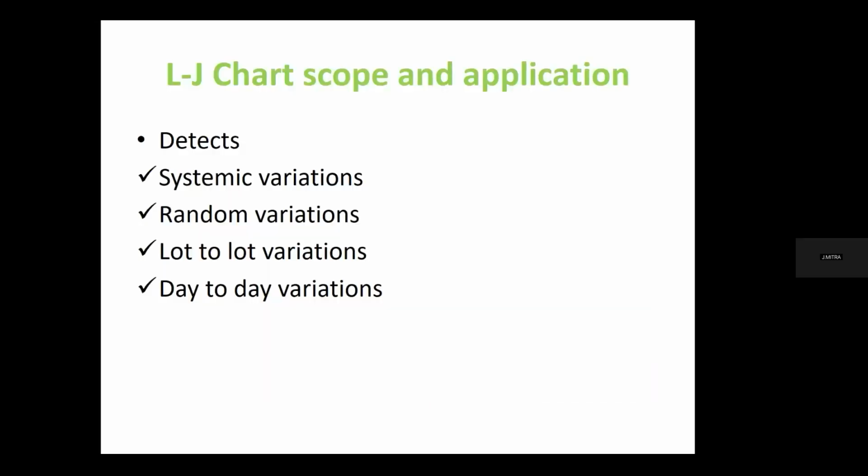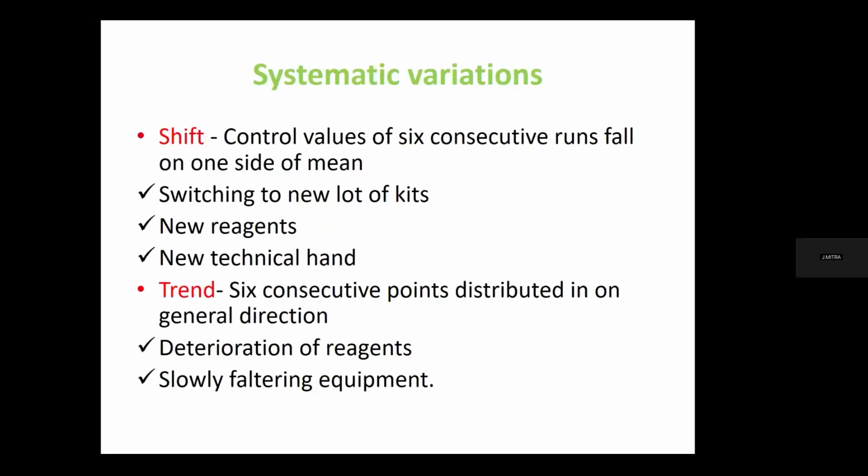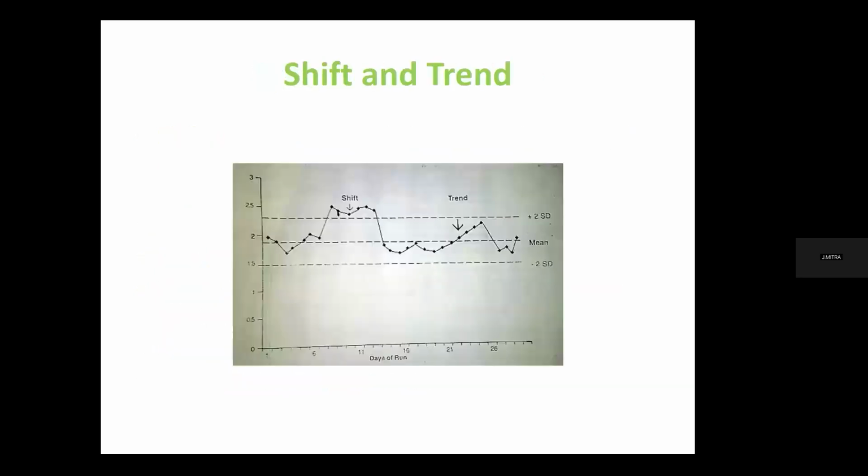The LJ chart detects systemic variations or random variations, lot-to-lot variations, and day-to-day variations. So what are the systemic variations? What is a shift? A shift is where the control values of 6 consecutive runs fall on one side of the mean. You can see from this picture where the shift is: the control values are on one side of the mean. That is the shift.